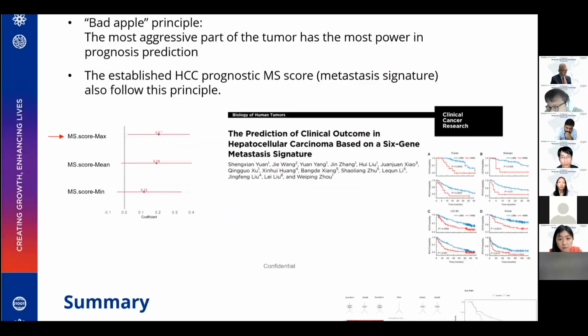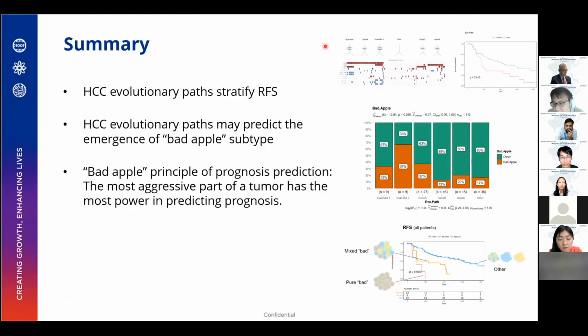So as a summary of this tiny story, we identified several HCC evolutionary paths that can stratify recurrence-free survival, and such paths can predict the occurrence of a bad apple subtype, which can predict the patient's survival in a bad apple principle manner, that the most aggressive part has the most power.